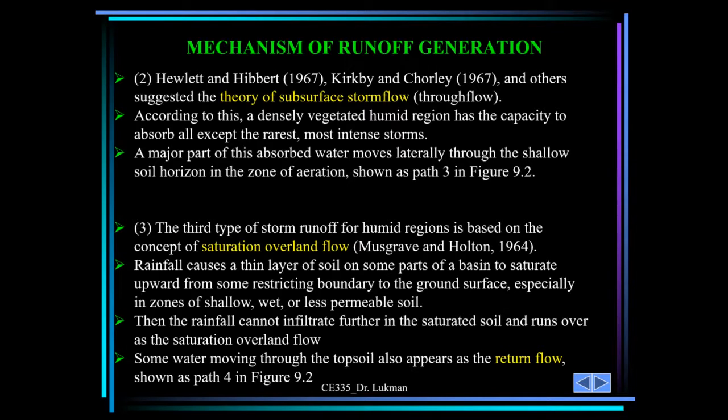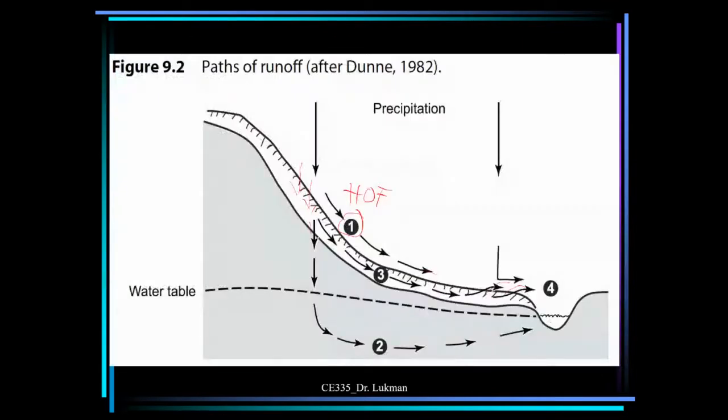So this is shown in path 4. For path 3, it talks about the flow under the soil and then joining the stream. But for path 4, it talks about the flow from beneath the topsoil coming out as through flow. It is coming out again and then joins the surface runoff.